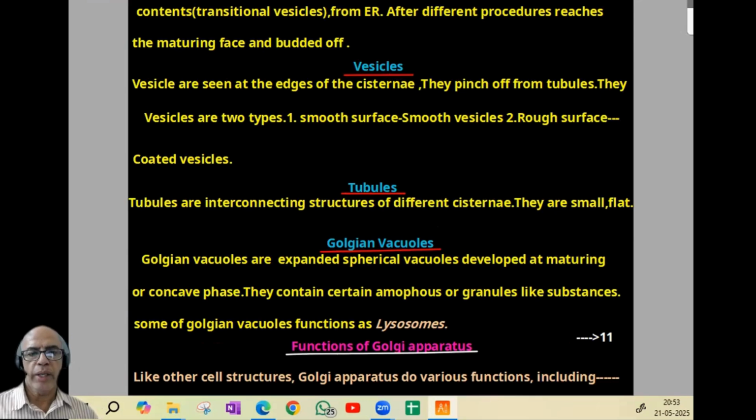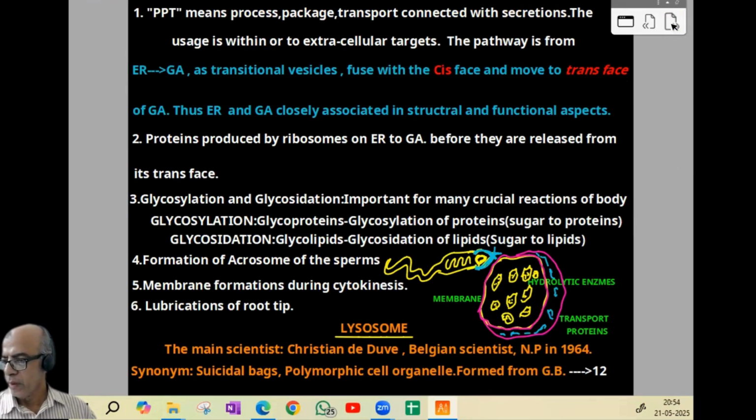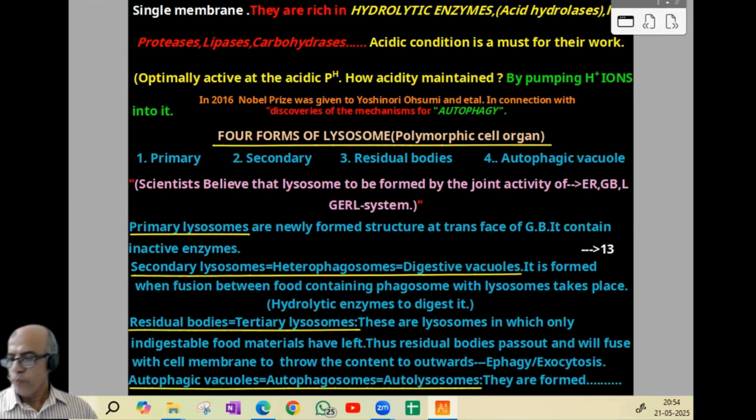Lysosome is connected with autophagy. Four forms of lysosome: primary, secondary, residual bodies, and autophagic vacuole; polymorphic. Scientists believe lysosome is formed by the joint activity of the endoplasmic reticulum and Golgi body, so the GERL system. Primary lysosome, what it is; secondary lysosome, how it forms; then residual bodies, and finally autophagic vacuoles, otherwise autophagosome or autolysosome. Then the disappearance of larval structures during metamorphosis, such as the tail in frog, is due to autolysis. Functions of lysosome are connected with this.